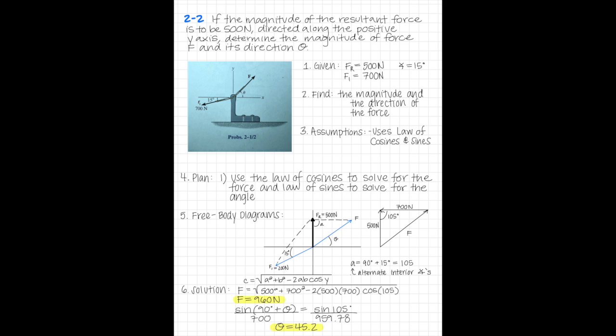Step 3 would be to make assumptions, and these assumptions would be on how we would assume to solve the problem. For this problem, from the drawing, we identify that these forces make triangles within their quadrants, and that would lead us to use the law of sines and cosines to solve.